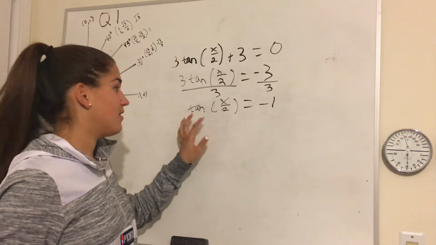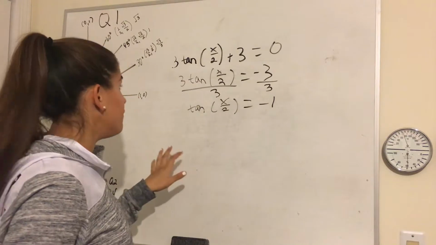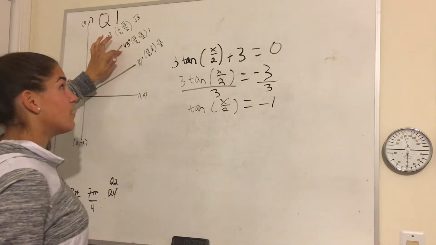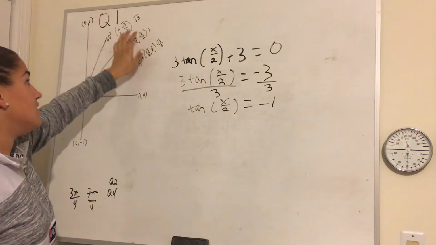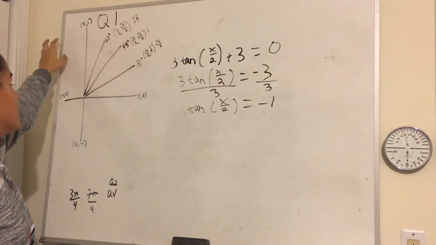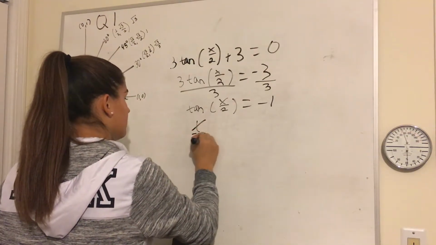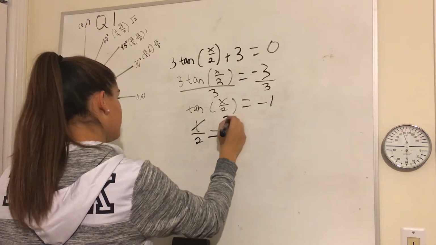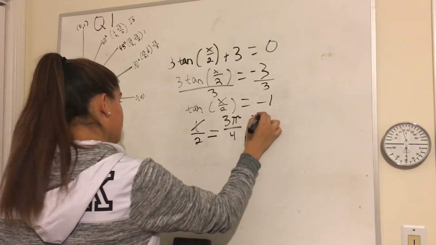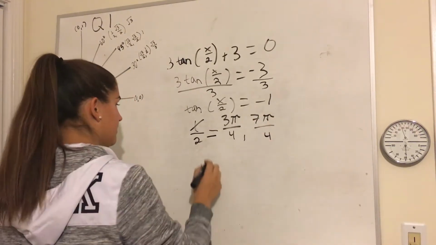From here, you want to think about where tangent is equal to negative 1. And that you find in quadrants 2 and 4. Since it is pi over 4 and tangent is sine over cosine, you get negative 1 here and here. So you get x over 2 is equal to 3 pi over 4, which is in quadrant 2, and 7 pi over 4, which is in quadrant 4.